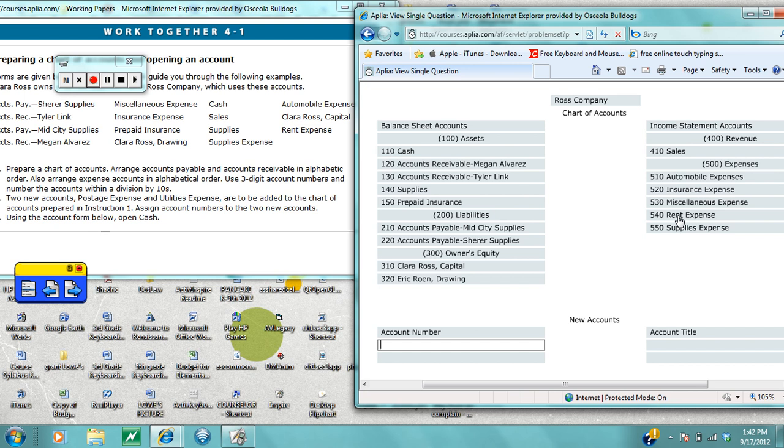So postage would be what? 530. Sorry. Postage expense. Then the other one is utility expense. Notice it doesn't land in the middle of any accounts. So you add on 10 before you put that account title. So it's 560.